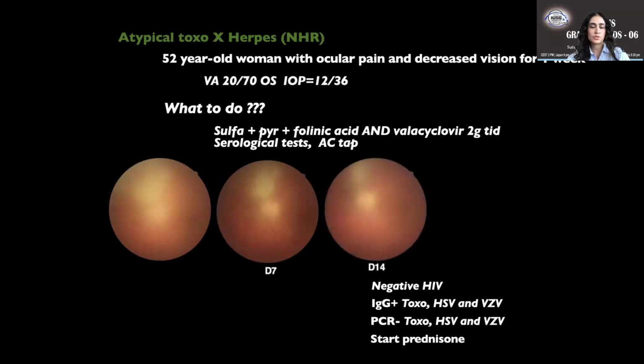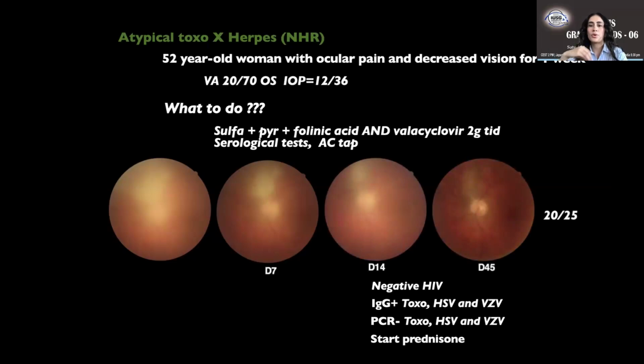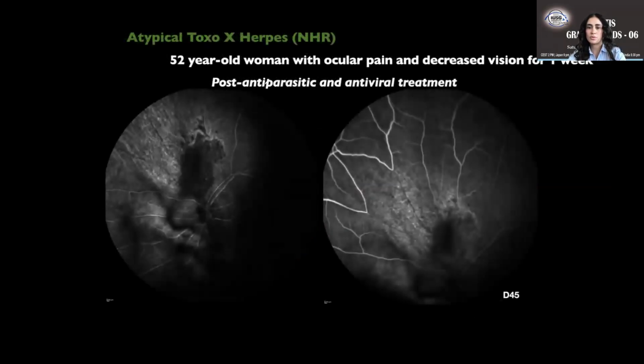On day 14, we were able to see what you are seeing here. It was easier to see the lesions. It was more defined. It was improving. Vitreous was responding very well. So on day 45 of treatment, she improved, but we remain with the basic question. This is the angiography that we made as control.